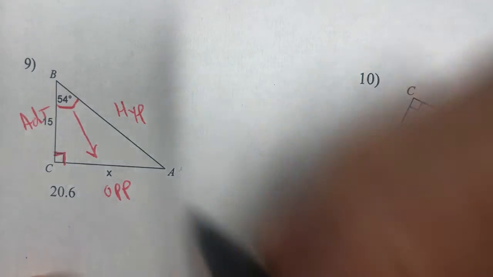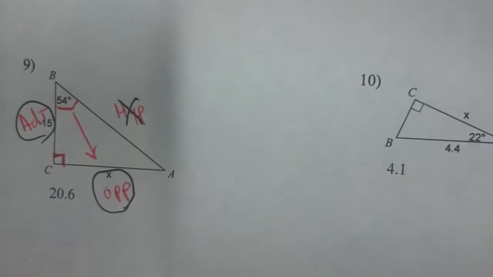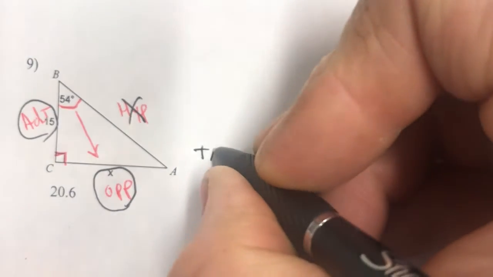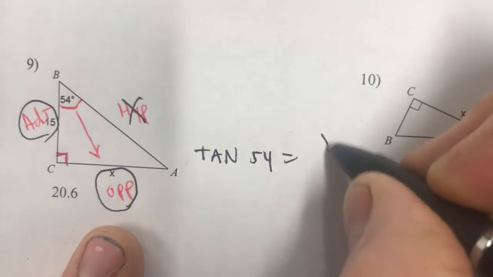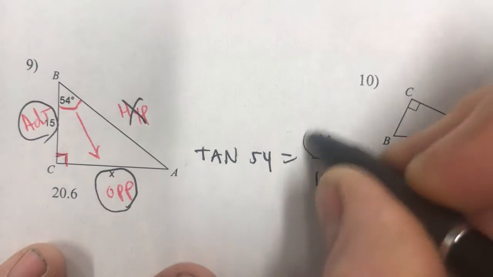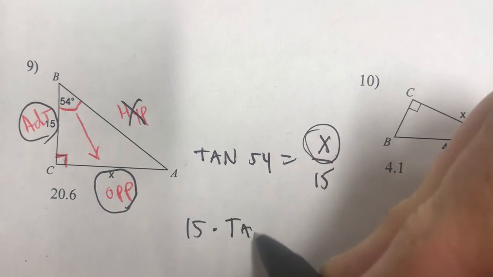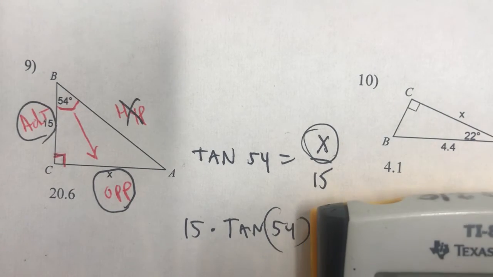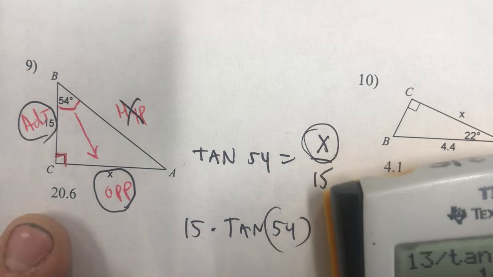Now, which one do we not care about? Right there, the hypotenuse. Like I said, there's the X here, and there's a 15 there. So those are the 2 I care about, which is opposite and adjacent, which is tan. This is going to be tan 54 equals the opposite X over the adjacent 15, and the X is on top, which means I multiply 15 times tan 54. So 15 times tan 54. 20.6. There you go.